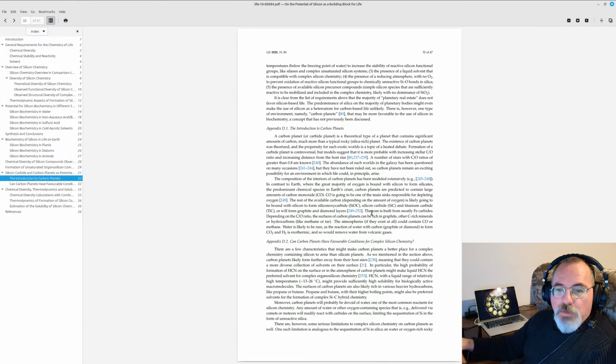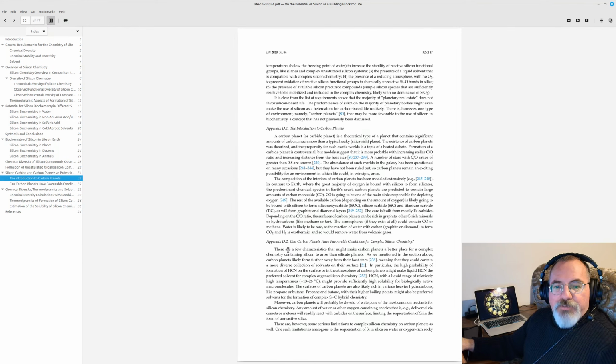The core is mostly built from iron carbides. Depending on the carbon-oxygen ratio, the surfaces of carbon planets can be rich in graphite, other carbon-rich minerals, or hydrocarbons like methane or tar. The atmospheres, if they exist at all, could contain carbon monoxide or methane. Water is likely to be rare, as the reaction of water with carbon, graphite or diamond, to form CO2 and H2 is exothermic and would remove water from volcanic gases.